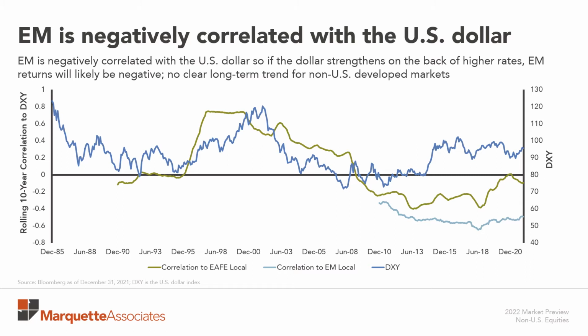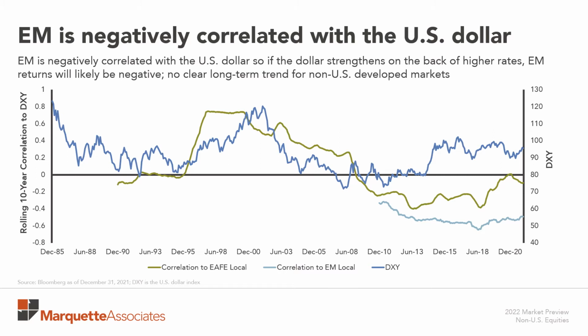Here we're looking at the rolling 10-year correlation between a dollar index and the MSCI EAFE local index, which is the green line, and the EM local index, which is the baby blue line. We use the local indices to remove any currency effects so as to avoid any double counting of impact. Now, the key takeaway here is that the correlation or the relationship between the US dollar and the EAFE has moved around over time. It's not consistent. On the other hand, the correlation between the dollar and emerging markets has consistently been negative. This means that EM moves in the opposite direction of the dollar.